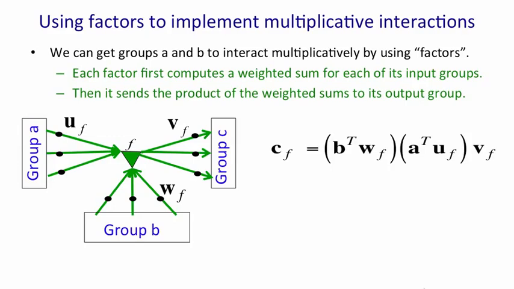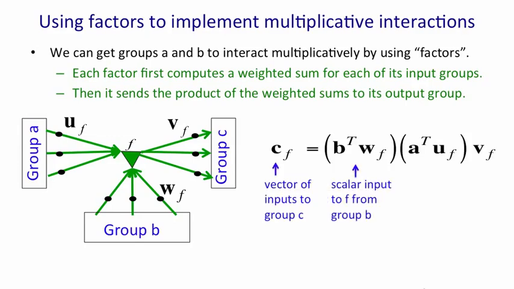We can write that as an equation. The input that factor f provides to group C, so its vector input to group C, is a scalar input to f from group B that's got by multiplying the state of group B by the weights w_f, times a scalar input to f from group A that's got by multiplying the state of group A by the weights u. We then take the product of those two scalars and multiply the weight vector v_f by that, and that's the input that the factor gives to group C. Then, of course, we're going to have a whole bunch of those factors.